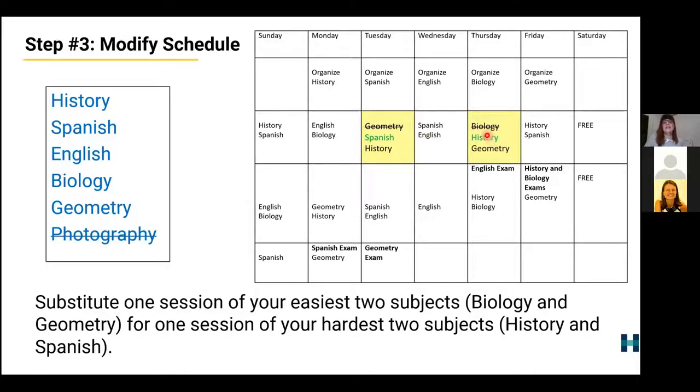And the reason I did that was because I don't want to increase my history load on this one. So essentially you wind up with two more sessions of your hardest ones and two less sessions for your easier ones.